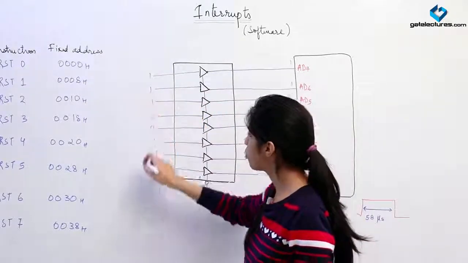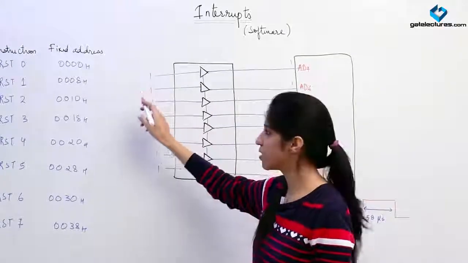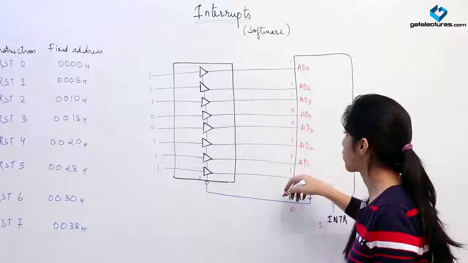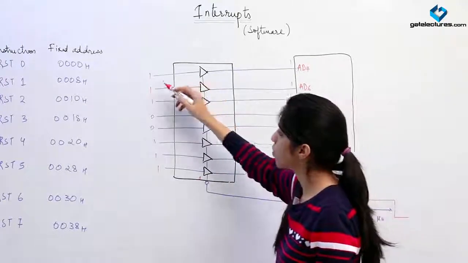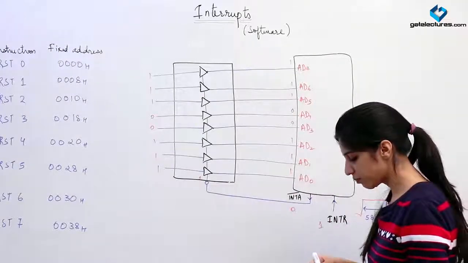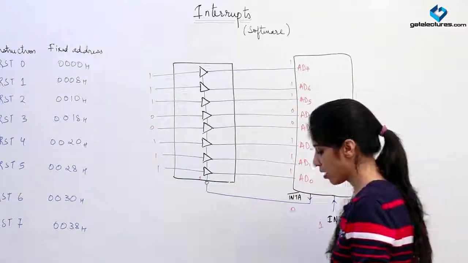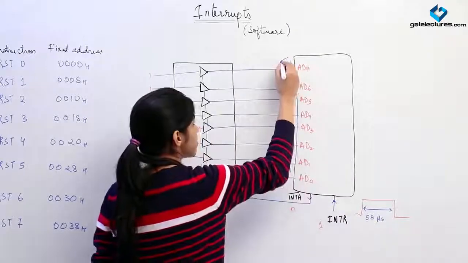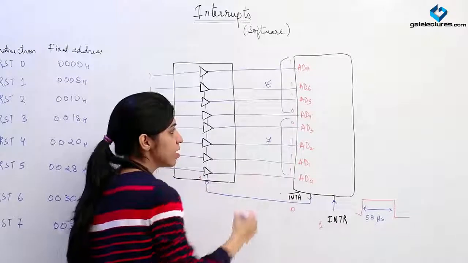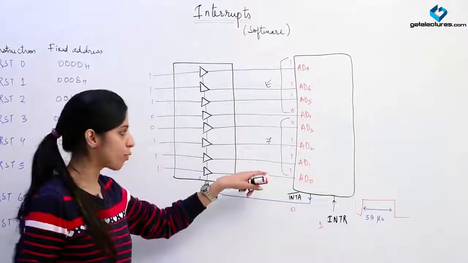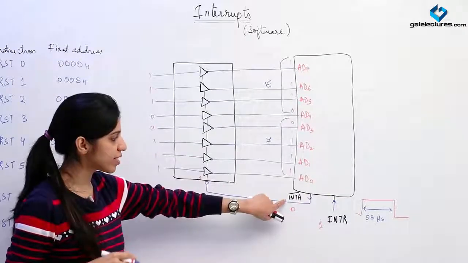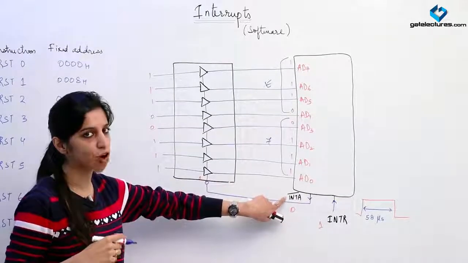Whatever is the input to these gates, that becomes the opcode for the microprocessor. Suppose the input was 11100111. So this becomes the opcode here. Now see, this is E, 0111, this is 7. So E7 is the opcode that the microprocessor got. Actually this INTA bar pin is used to obtain the opcode.